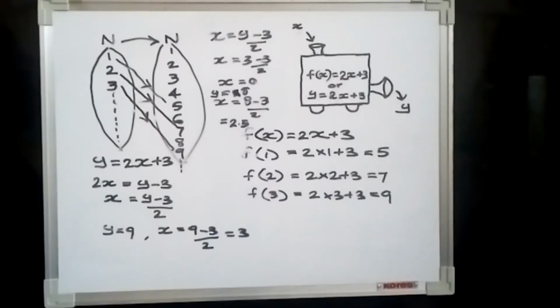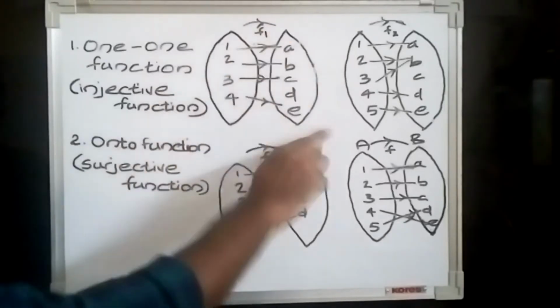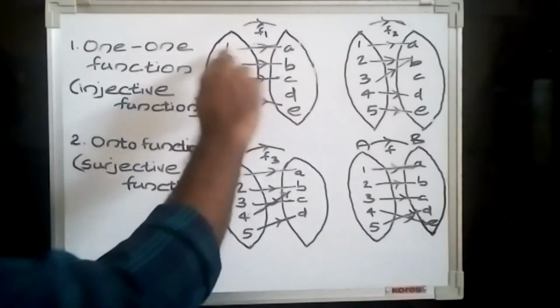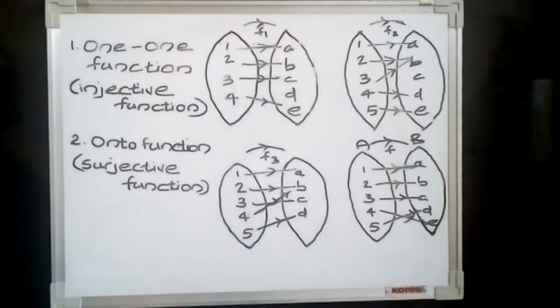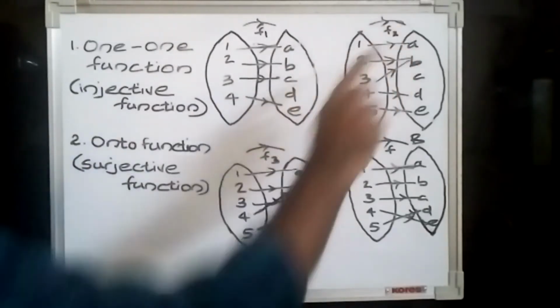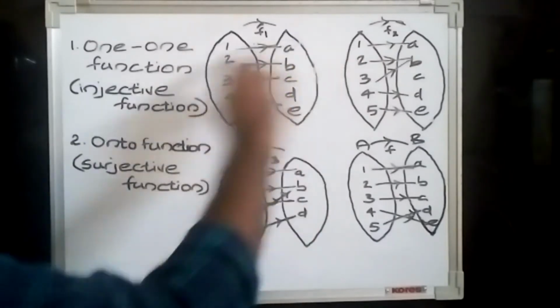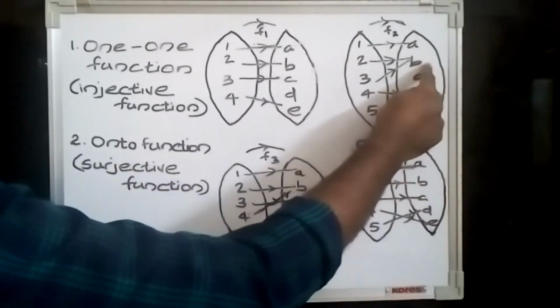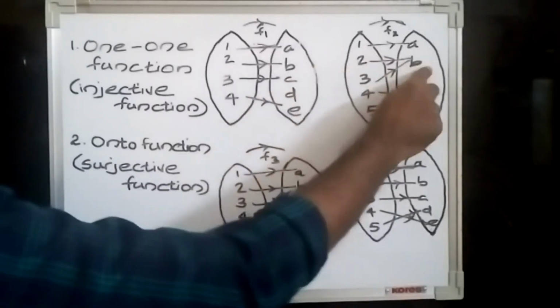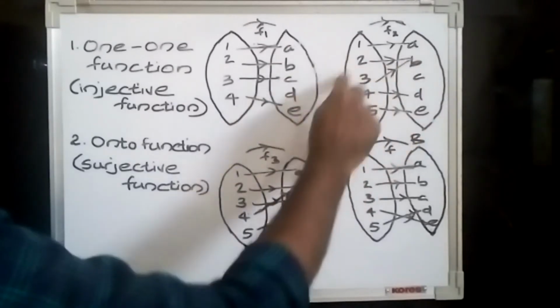Thus, we are moving to the main part of our chapter, the 1-1 function and the onto function. The first function f1 is a function, and f1 is a 1-1 function because each one is related to only one. That is, the second element in the set has only one pre-image in the first set. While f2 is not 1-1. As the name indicates, 1-1, one related to one. But f2 is not a 1-1 function because here the element b in the second set has two pre-images, 2 and 3, in the first set.